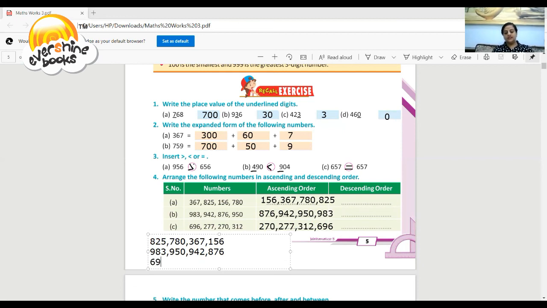Now 696 is the biggest number, so we will write it in the first column. Then 312, then 277, then 270. This is the answer. So students, you got the answer. Ascending or descending order you have already done, but it is of 3 digits. That can also be done.